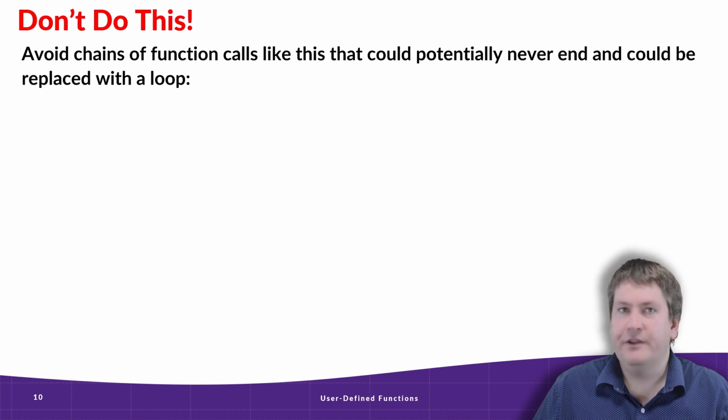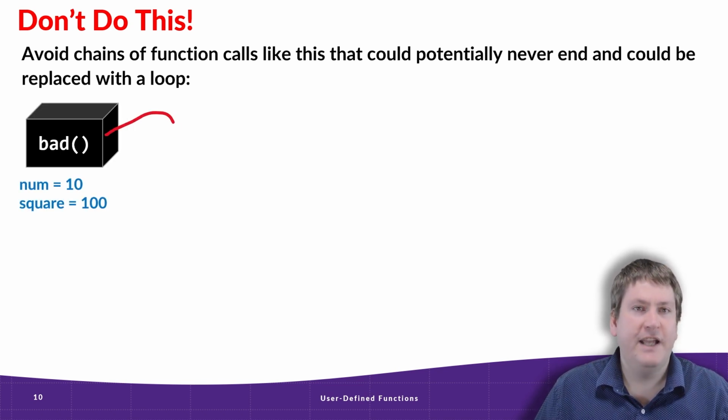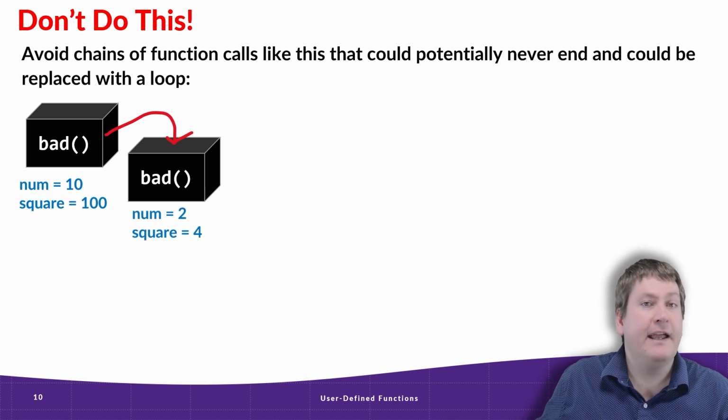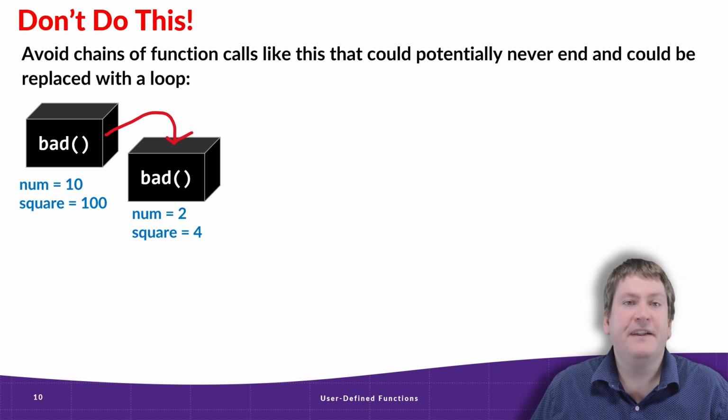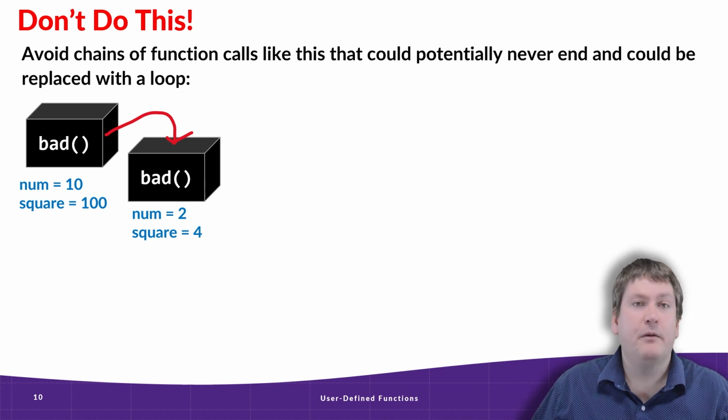So let's say we call the bad function, and then we take some input from the user, maybe they input a 10. And then we get an output of 100 for the square, and then we call the bad function again to get input again. But what happens here is num and square aren't reset, or we don't lose them, they're not collected by the garbage collector. They still exist in the computer's memory.